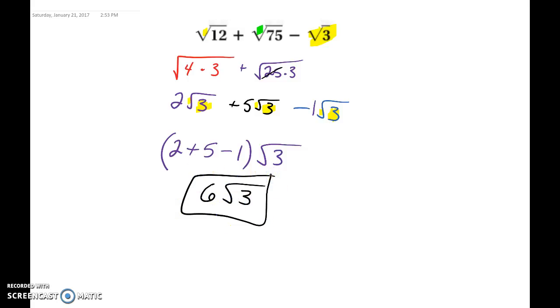All right, so at first glance at this, you might say, oh, we can't do anything because the radicals aren't the same, the radicands are different. But you need to simplify as much as you can first before you can say if you can or can't do anything. All right, and that will be your final answer, and that is it for this video.